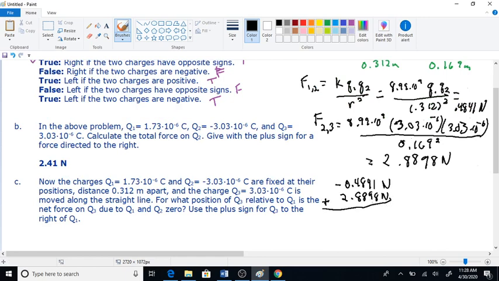You just add those two, you get 2.406 newtons, and that's the net force, and that's right there.